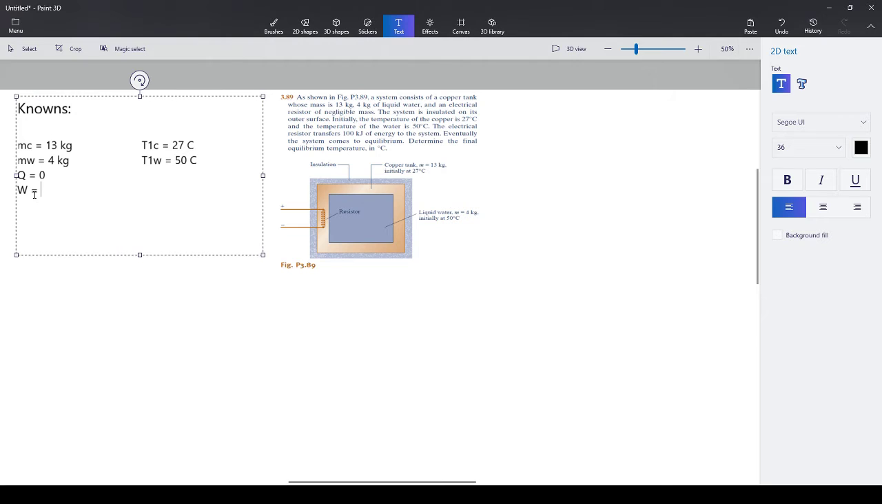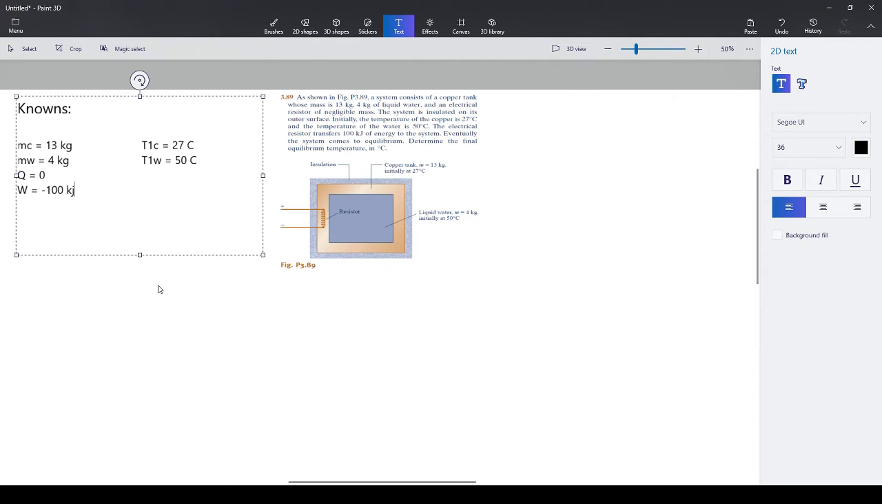So I'm going to call it work. Now what direction would it be? Is this positive work, negative work? Anybody? It's work on the system, so it'd be negative. Yes, that is correct. So it is work on the system. So 100 kilojoules on the system, okay?